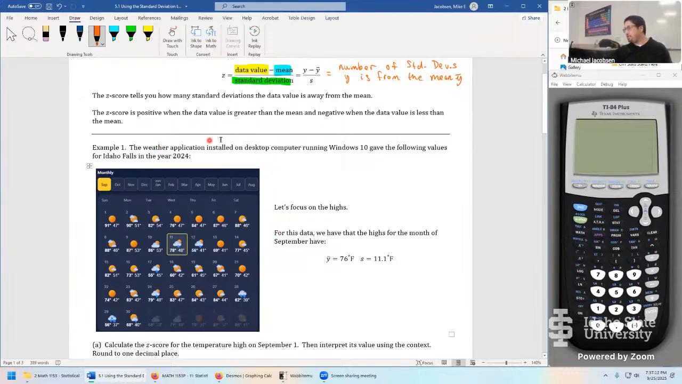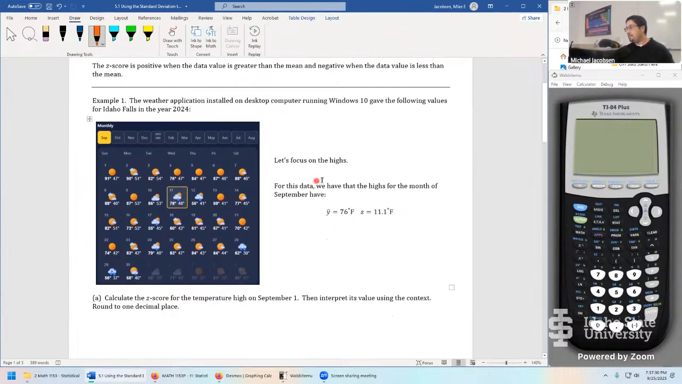So this was a weather application on a desktop Windows 10 computer. It gave this information for the month of September on the highs and lows. September 1st was crazy, a high of 91 and a low of 47. We're going to focus on just the highs in the data that we see. For this particular data, when I crunch the numbers, the sample mean came out as 76 degrees Fahrenheit. In September, that's not exactly balmy or heading into autumn. Standard deviation was 11.1 degrees Fahrenheit for these data, just considering the highs.